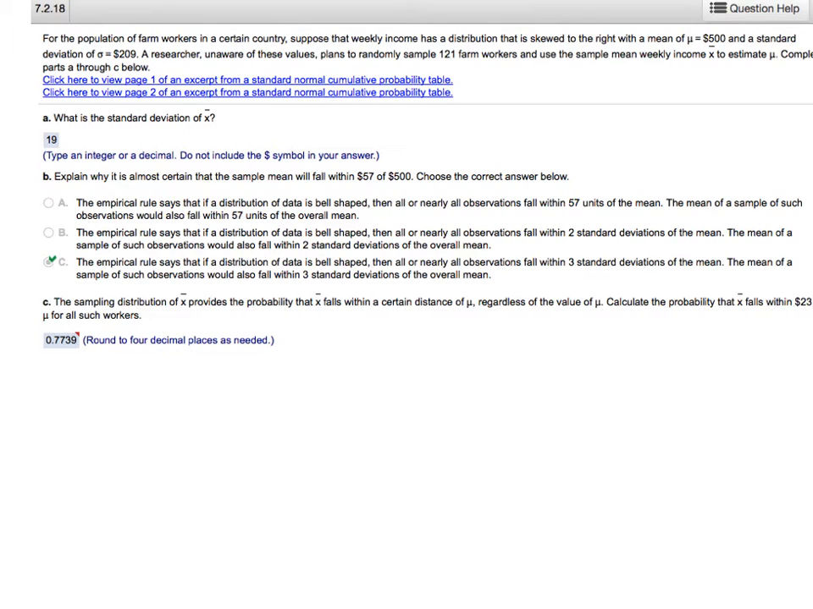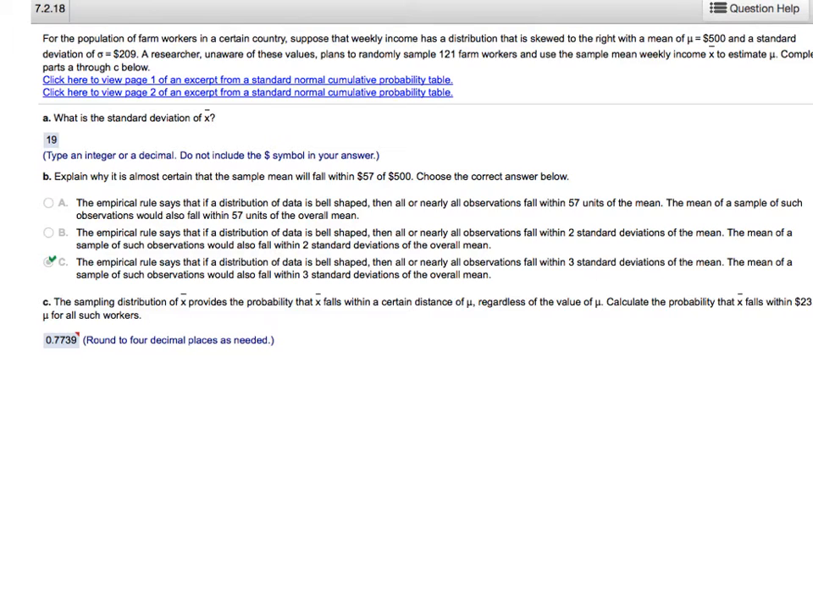Here's a solution to one of the online homework problems. This is getting at the distribution of the X bars that we talked about in class on Tuesday. So in this problem, we are told the distribution of weekly income among farm workers, and we're told that the mean weekly income is $500 and the standard deviation in this population is $209.